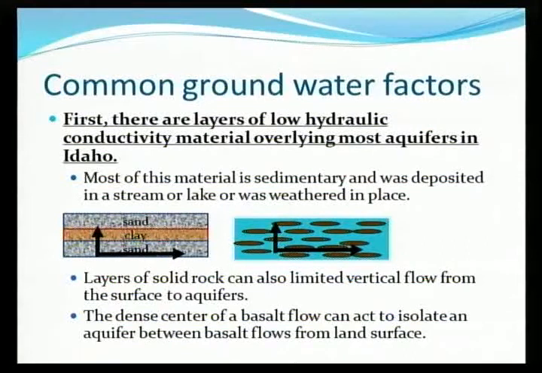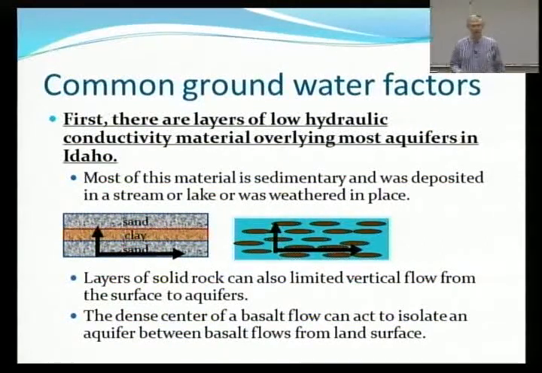There are some common factors dealing with groundwater resources that are important to focus on. And there are 3 I'm going to list. The first is that there are layers of low hydraulic conductivity material or low permeability material overlying most of the aquifers in Idaho. Most of these low permeability or low hydraulic conductivity materials are sedimentary in nature. In other words, they were deposited by stream or particularly by lakes. They're silt and clay dominated.